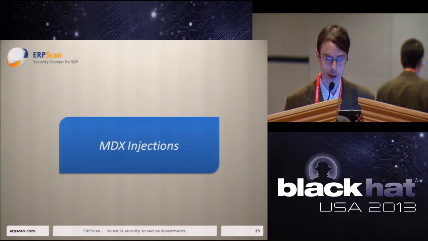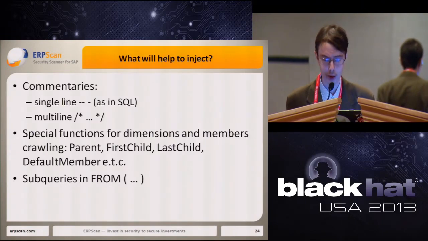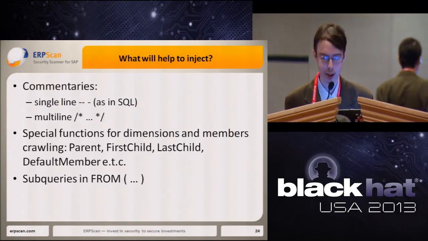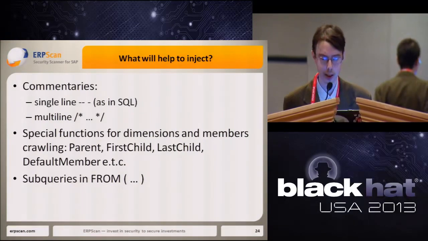Okay, now let's talk about how to inject. What features will help us in MDX injections? In MDX, like in SQL, there are two types of comments: single line, --, and multi-line, /* */. Also, we can use subqueries to create subcubes in the from part of the query, so we can expand our attack. There are several built-in functions that work in many dialects of MDX, and with these functions we can crawl dimensions and re-engineer the cube structure. These functions may be parent, default member, first child, last child, and others.